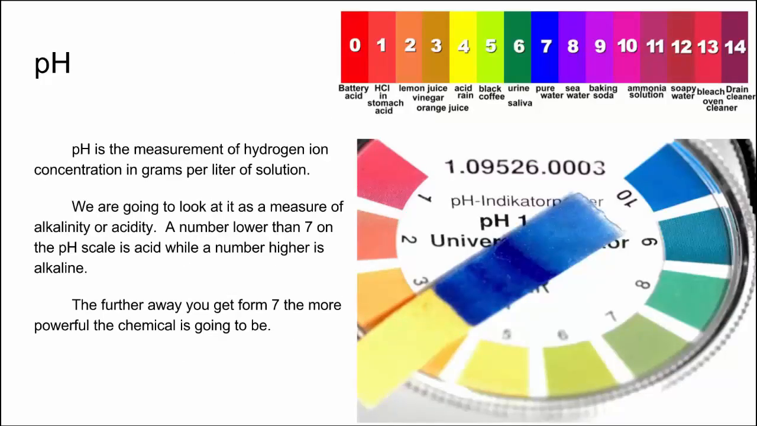pH is basically, if you break it down, the measurement of hydrogen ions in a concentration. It's grams per liter of solution. But for us, we're going to be looking at it as a measurement of alkalinity or acidity. Basically, a number that's lower than 7 on the pH scale is going to be acid. A number that's higher than a 7 on the pH scale is going to be alkaline. That's the main thing we need to remember at this point. Also, the further away you get from 7, the more powerful a chemical is going to be.